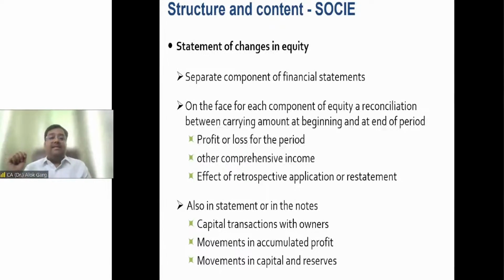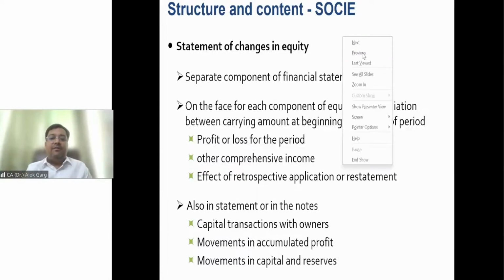Second, the standard says that on the face, for each component of equity, meaning for each of reserves and surplus, you have to show the entire reconciliation. What is the profit or loss for the period? What is other comprehensive income? If there is an effect of retrospective application or restatement, for example, you have changed an accounting policy retrospectively, or you have corrected a prior period error, then whatever was the impact on the reserves and surplus, on the retained earnings, it has to be shown as a separate line item. So let me show you the statement of changes in equity.